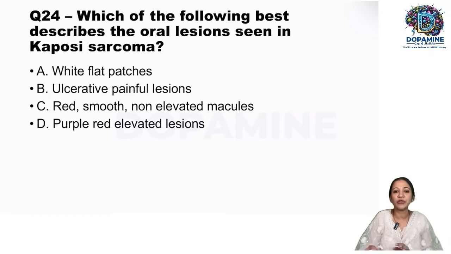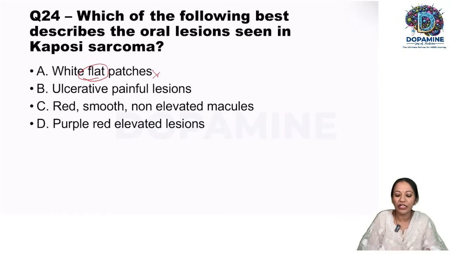So the last question, which of the following best describes the oral lesion seen in Kaposi sarcoma? White flat patches, they are not flat, they will be elevated, so it is ruled out. Ulcerative painful lesion, they are not that painful, so that is ruled out. Red, smooth, non-elevated, no, they are elevated macules, so it is ruled out. The classic will be purple red elevated lesion, which is the classic lesion seen in Kaposi sarcoma.